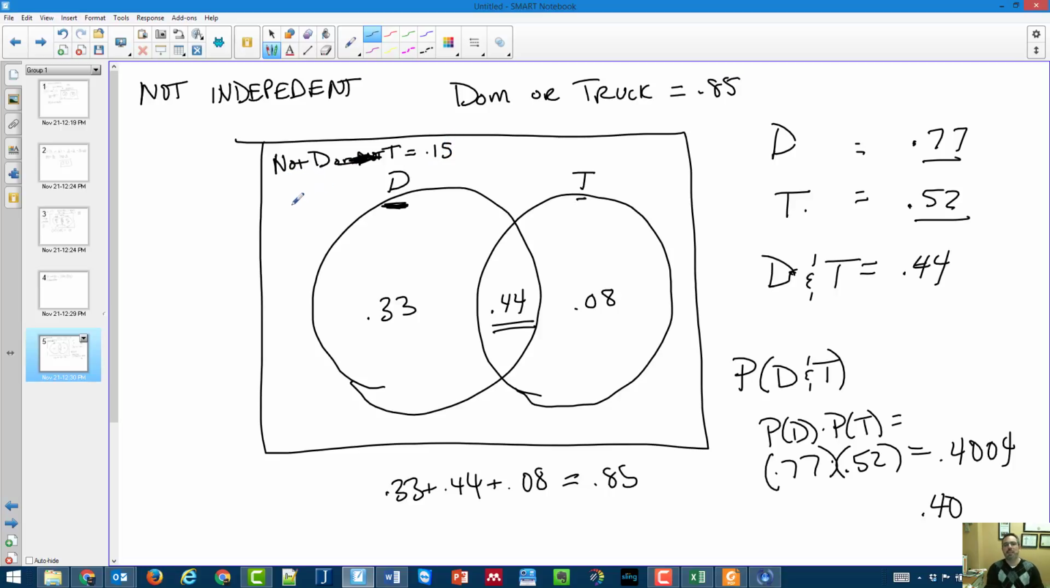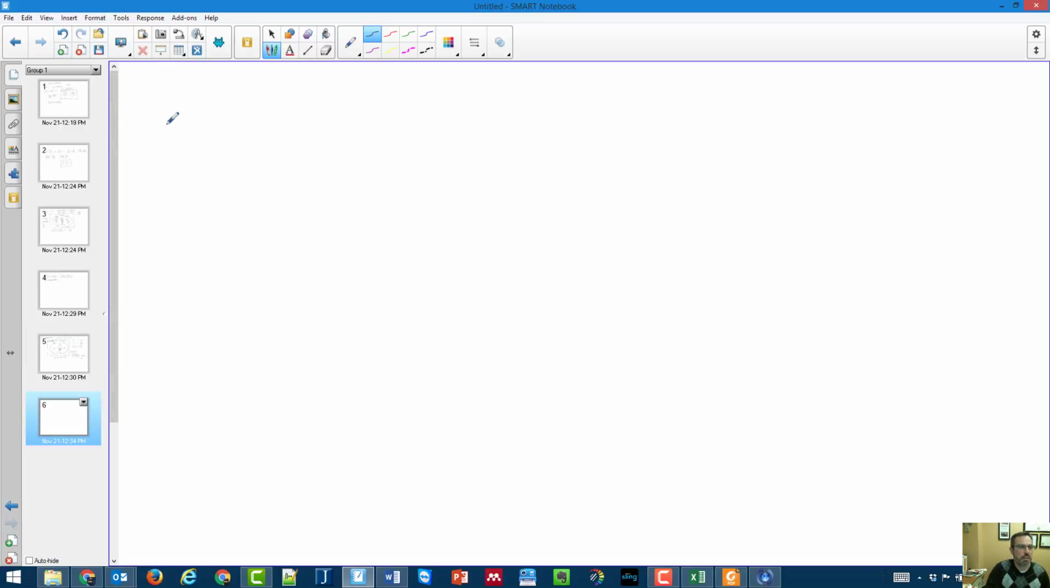The only thing that's not domestic is imports. The only thing that's not a truck, that's cars. So these are imported cars. That is the part, the imported cars are here. Again, the fact that this 0.4 doesn't get multiplied together by these two things shows that this is not an independent event.